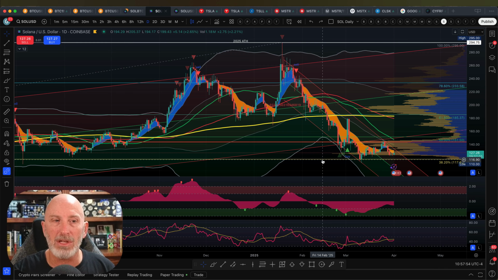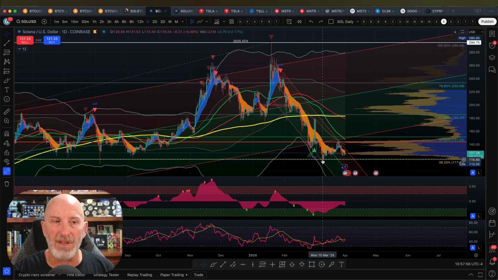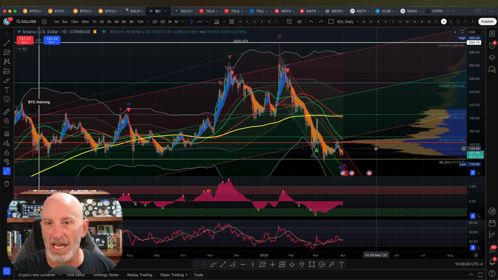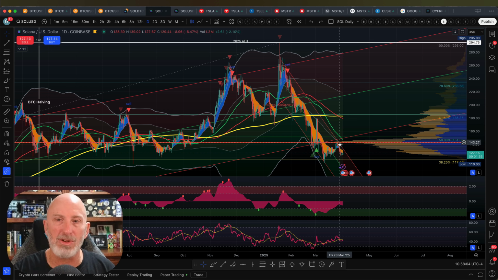And if we look at some of these VRVP levels here on this daily chart, let that reset, you'll see this is the point of control. The point of control has basically been 150 with Solana. So that's a tough ask to get back above 150. Then 151, 152 is the 50% fib level.